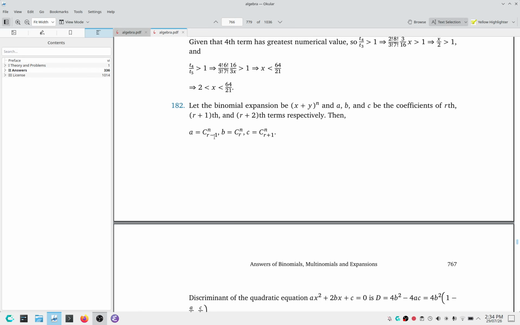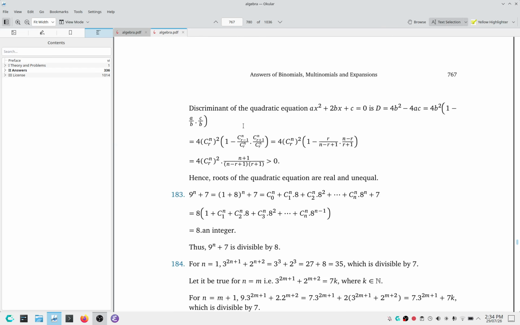So a will be nCr-1, b will be nCr, and c will be nCr+1. Now we find the discriminant of the quadratic equation, that is 4b squared minus 4ac, or 4b squared times (1 minus a/b times c/b). So we substitute the values of a, b, and c, and we evaluate. We get 4 (nCr) squared times (n+1)/(n-r+1) times 1/(r+1), which is greater than 0. Hence, the roots of the quadratic equation are real and unequal.